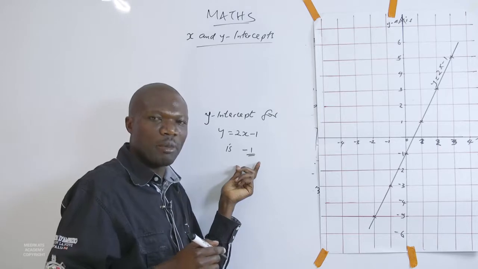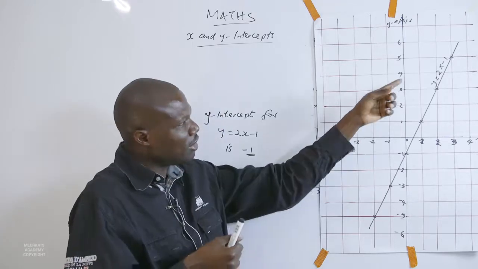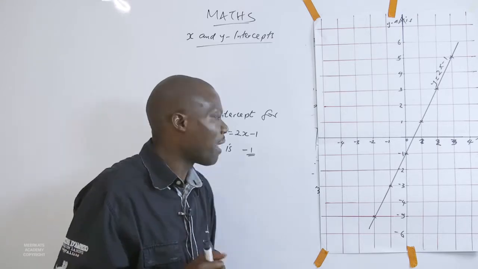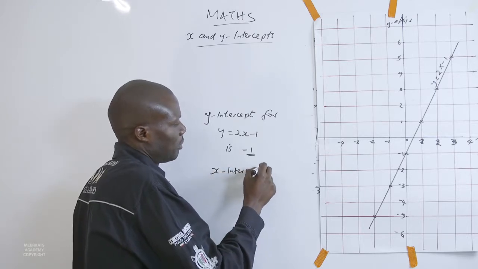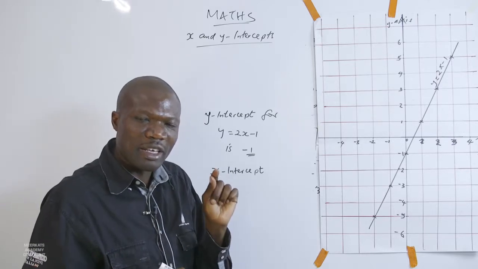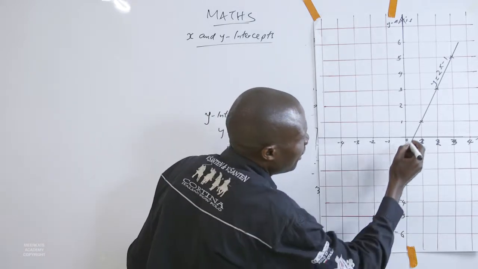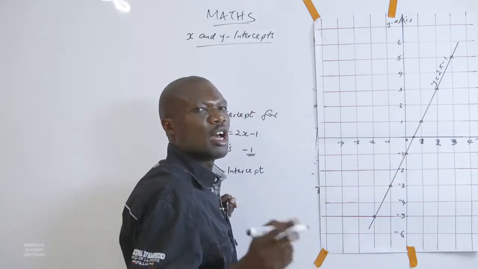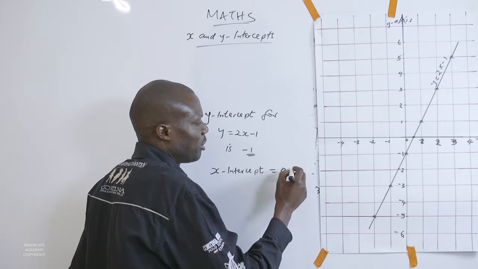Is it true that -1 is the value of y at the point where x is 0, and it lies on the line of this law? Yes, it is true. How about the x-intercept? We look for the value of x at the point where y is 0 and it lies on the line that we have. And if you look at that, it is here. At this point, this is 1, this is 0. So this is about a half, that is 0.5. So we can say that the x-intercept is 0.5.